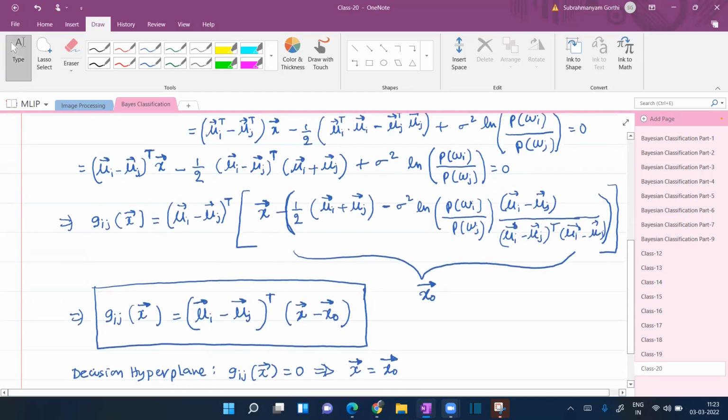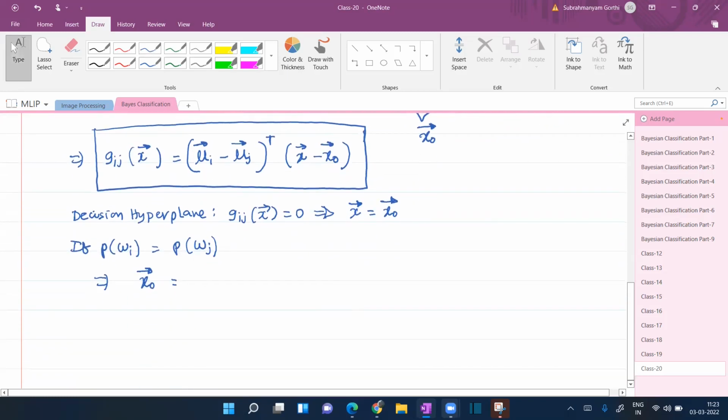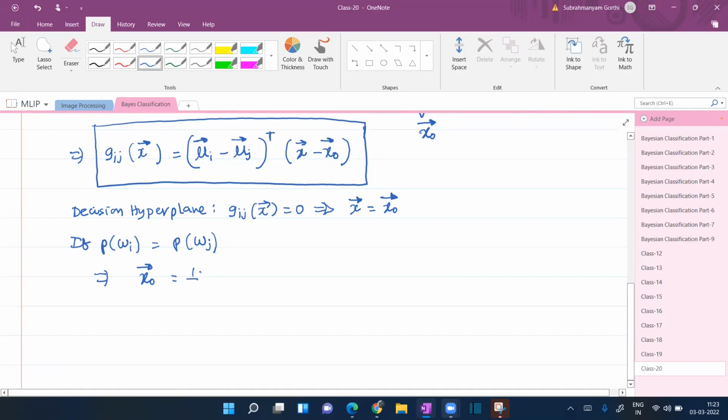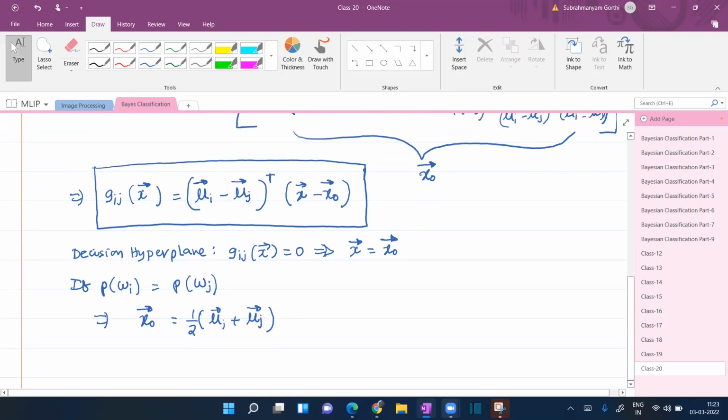See, when probability of omega i equals probability of omega j, this logarithmic term is becoming 0. So this term would completely disappear, and all you are left with is 1 over 2 into (mu i bar plus mu j bar). So you just take the line along mu i bar plus mu j bar and take somewhere exactly in between. That is where you will have a hyperplane.